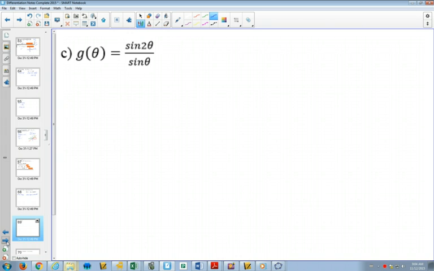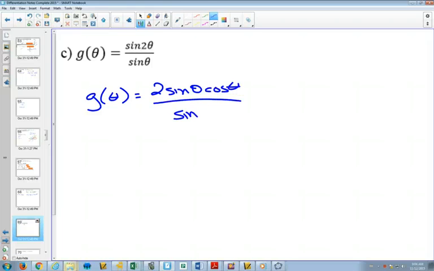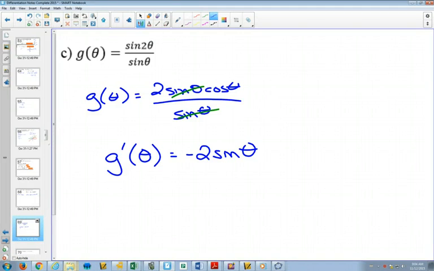Sine 2 theta was one of your identities. What's it equal to? 2 sine theta cos theta. Why is that helpful? Because your sine thetas disappear. Just becomes 2 cos theta. The derivative of cos theta is negative sine theta. So the derivative of sine 2 theta over sine theta becomes negative 2 sine theta.